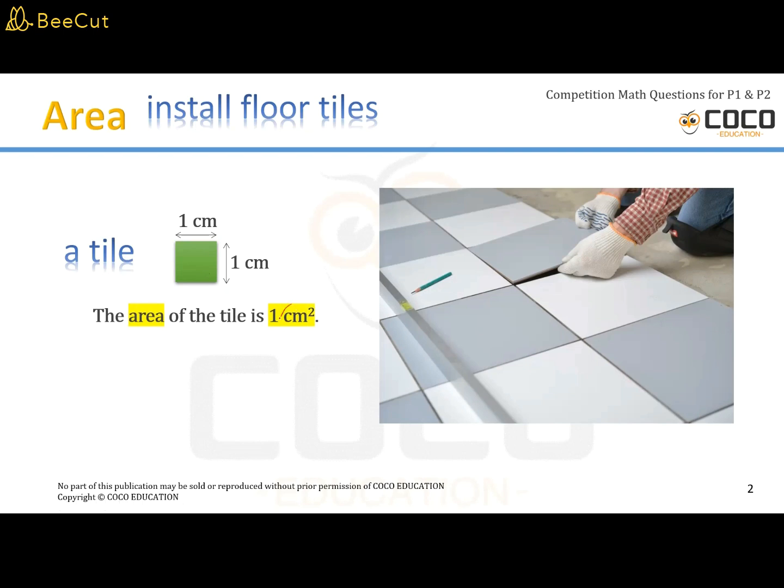At first, you may think this unit is weird, why is there a small 2 above? Now you can just ignore it. Remember, area has a unit of centimeter square. Each tile has an area of 1 centimeter square.